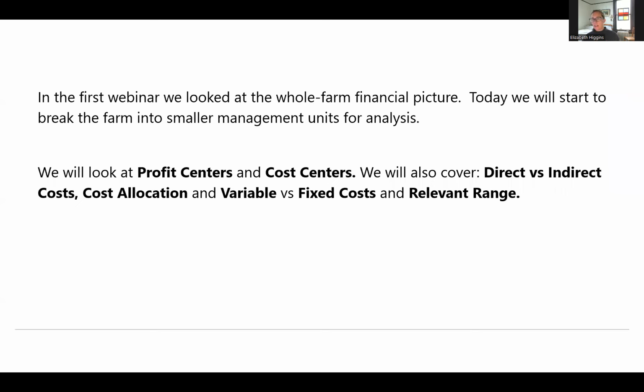Today we're going to start to help you think about breaking your farm into smaller management units for analysis. I'm specifically going to cover thinking about profits and profit centers and cost centers, which are ways of dividing up your farm business into those units of analysis. I'm going to cover direct versus indirect costs and some strategies for allocating indirect costs, that's cost allocation. Variable and fixed costs and relevant range. Under what range would you think about a fixed cost?